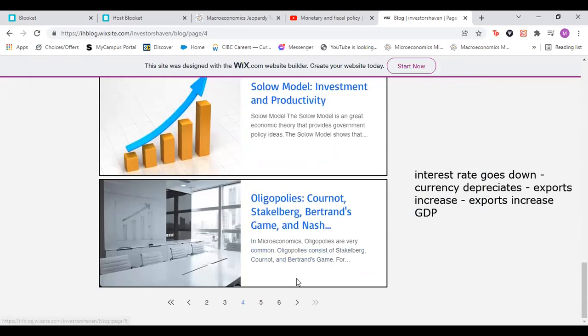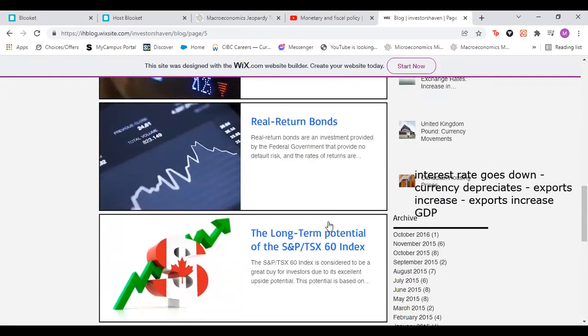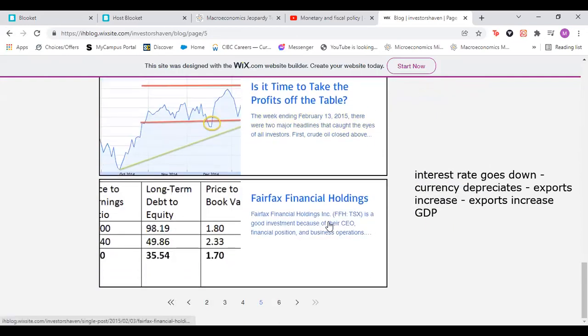In this blog, there are a lot of these ideas on how to grow the economy, based on macro and microeconomics and other courses as well. Good question. It can.